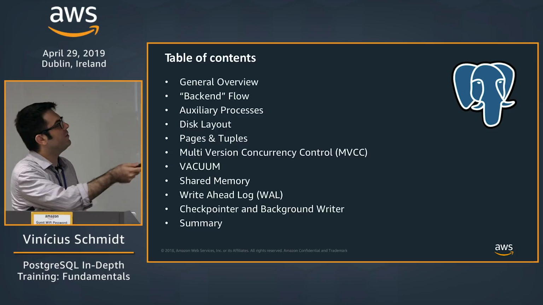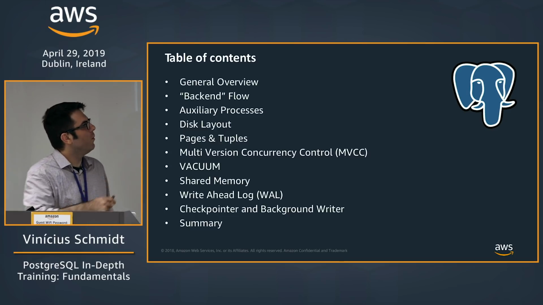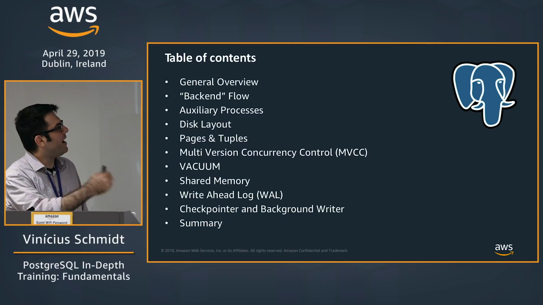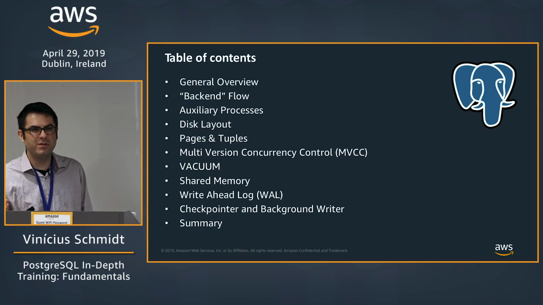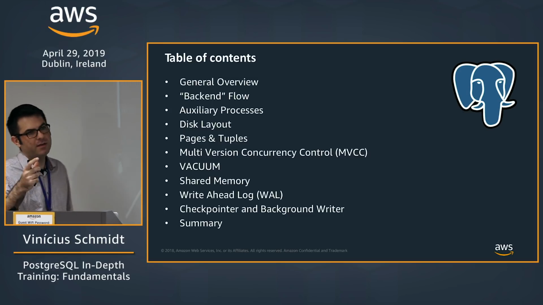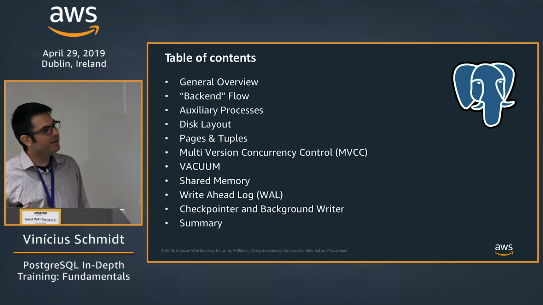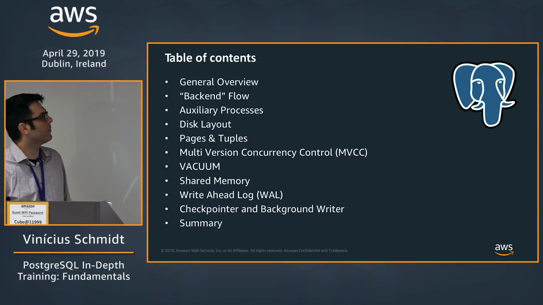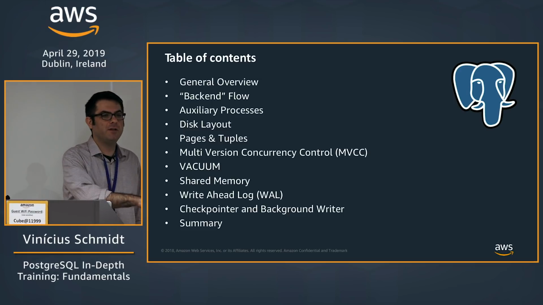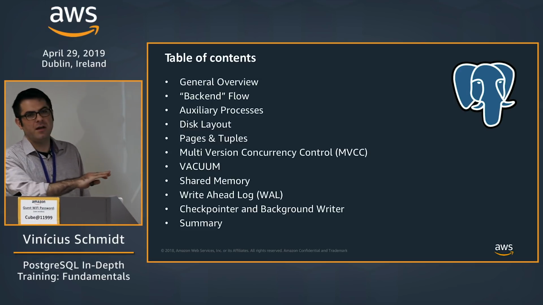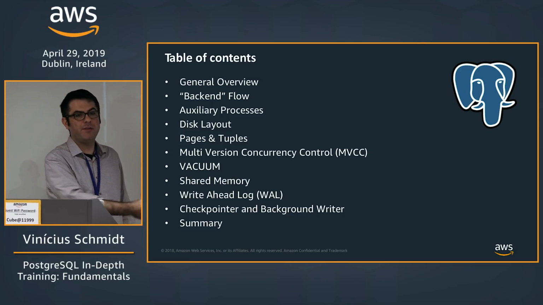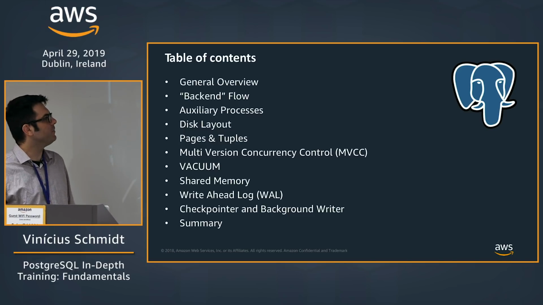So from the general overview, what I'm calling here the backend flow, we will see what backend means here, but it's the process that manages that connection and what it does. Then the auxiliary process, which means here everything else that is not the backend process that's handling that connection.